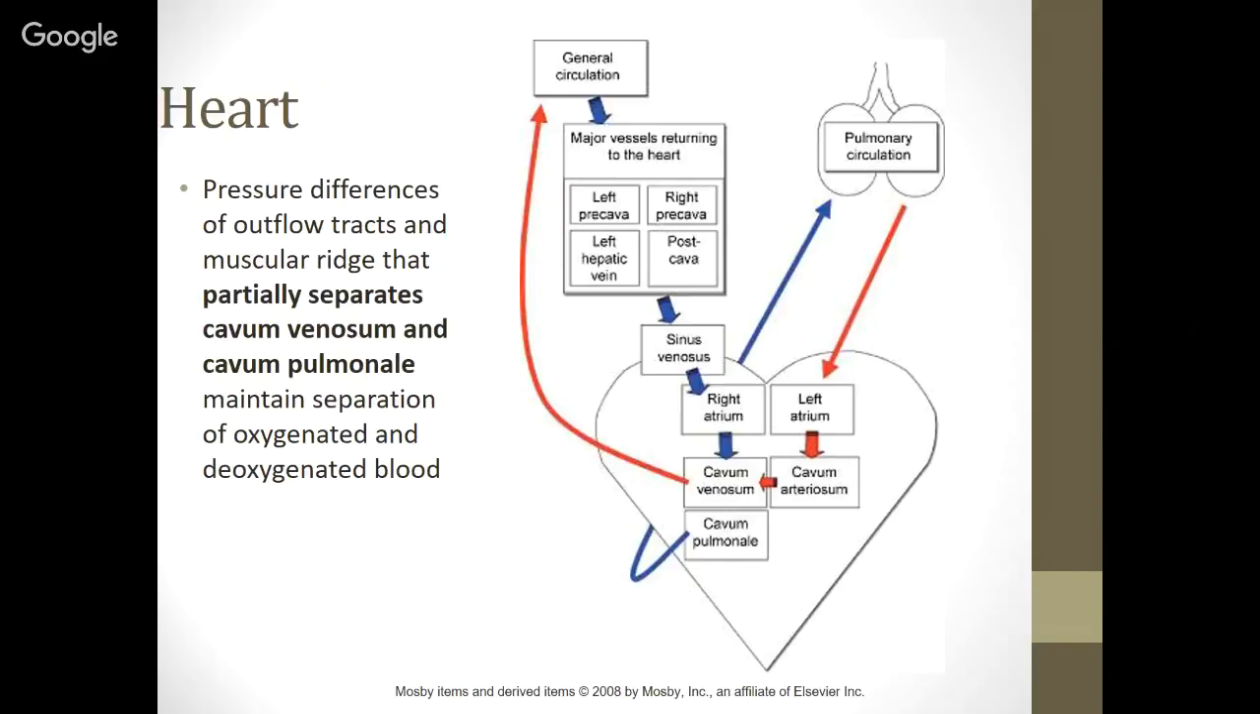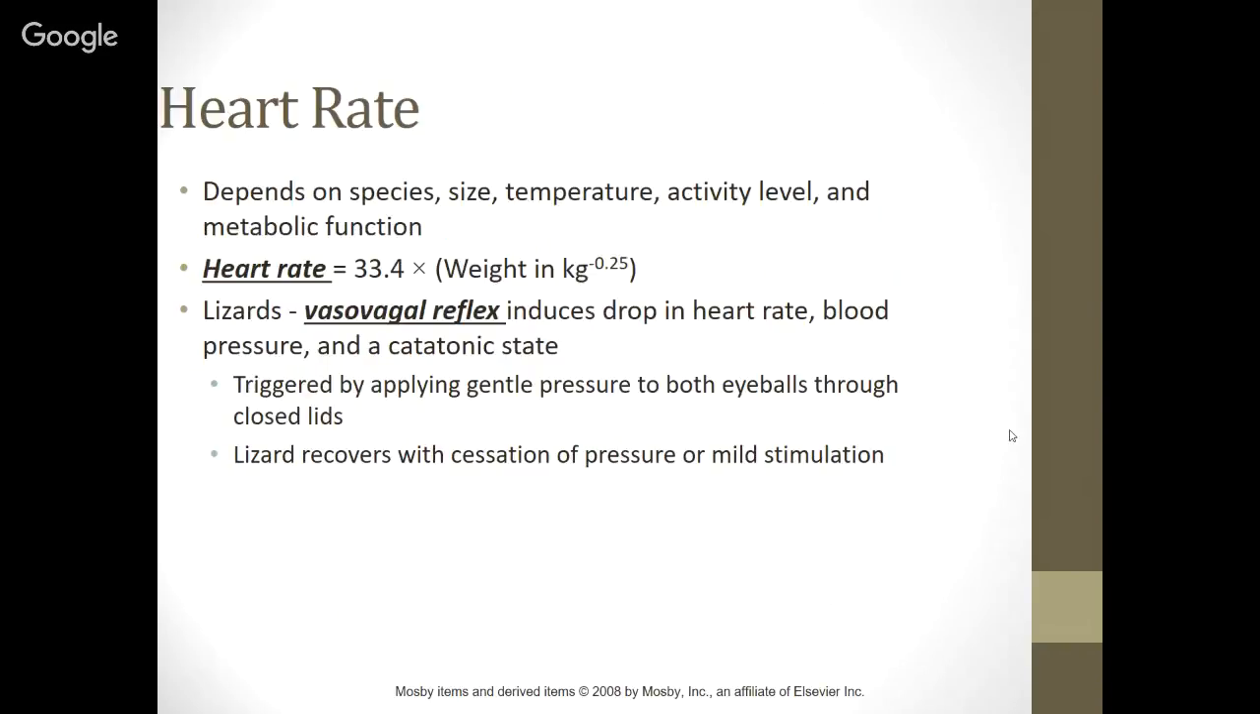The heart, the pressure differences of the outflow tracts and the muscular ridge that partially separates the cavum venosum from the cavum pulmonale maintains some separation of oxygenated and deoxygenated blood. It's just a little bit more complicated because it's just a different structure than we're used to seeing.